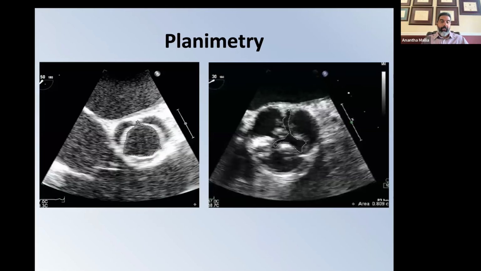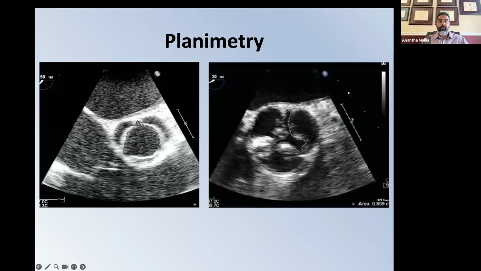So here's what planimetry looks like. These are transesophageal images of the aortic valve in cross section. And you can see that this is an open aortic valve. What you do is you get a video, freeze it when it's the most wide open, and then you take a line and trace that opening. And the computer will give you the area within what you traced.